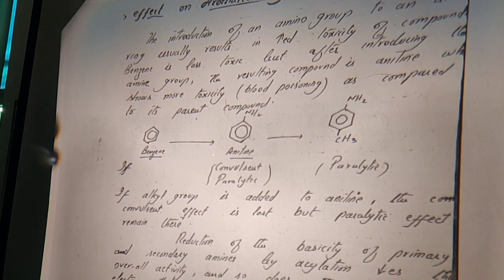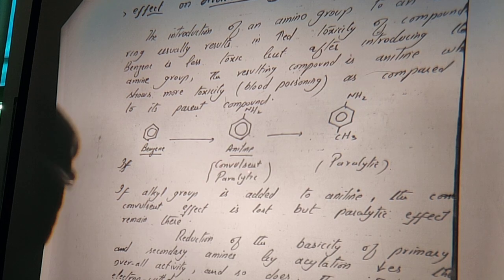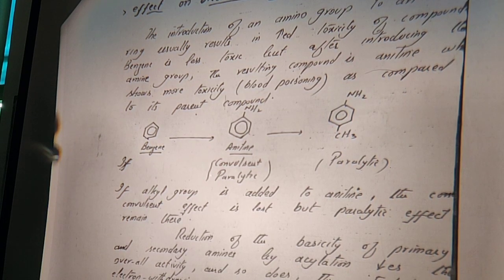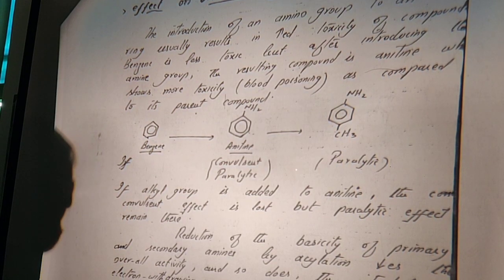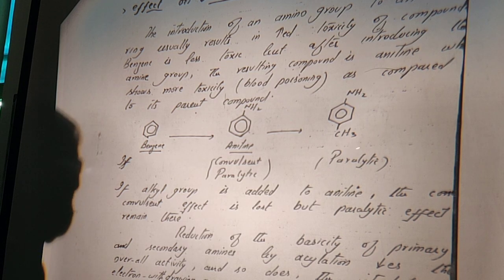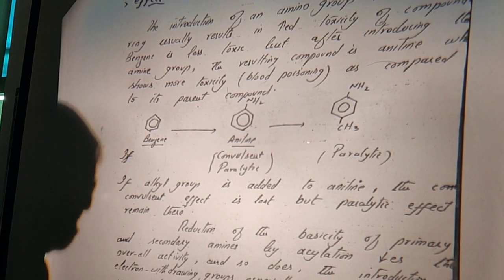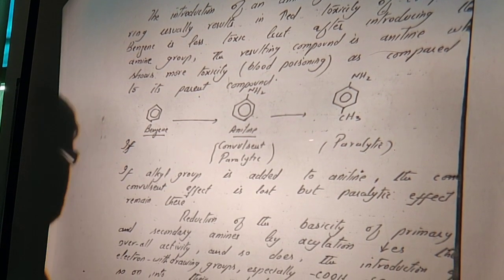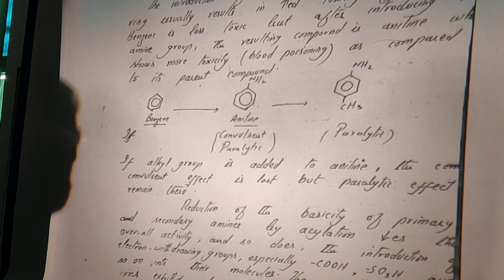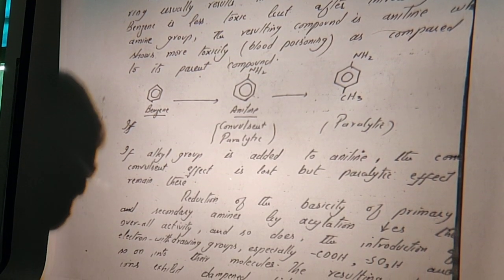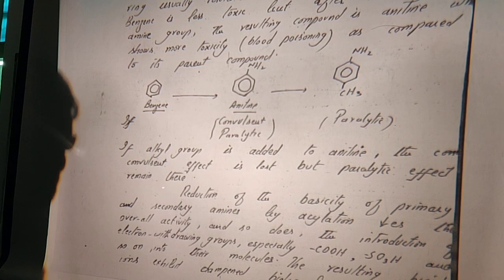It has another activity. Convulsant activity is also there, and paralytic activity is also there. And when we add a CH3 group to it, the convulsant property is abolished, dies off, whereas paralytic activity is sustained. When the alkyl group is added to the aniline, the convulsant effect is lost, but the paralytic effect is retained.